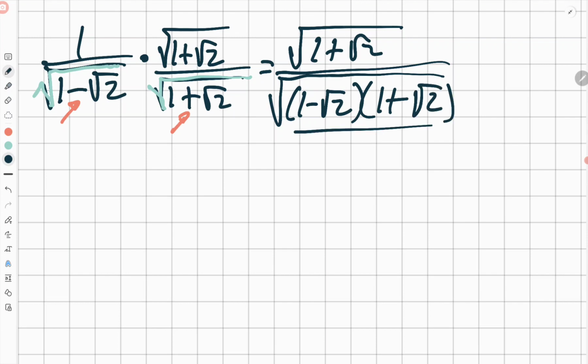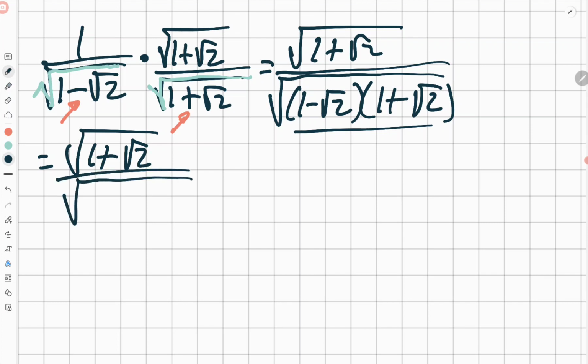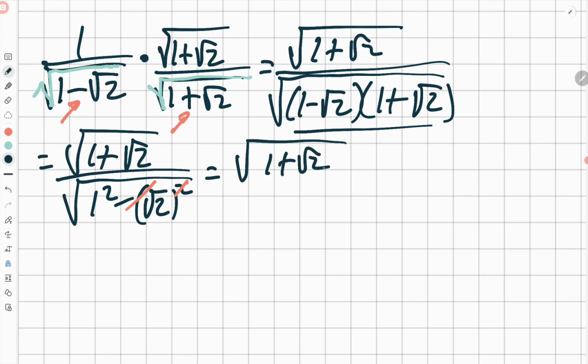Now this is like a difference of squares pattern there. So I'll continue down here. It's going to be the root of 1 plus the root of 2 over the root of, well, it's 1 squared minus the quantity root 2 squared. Now, these will cancel here, and 1 squared is just 1, so we will end up with the root of 1 plus the root of 2 over the square root of 1 minus 2.